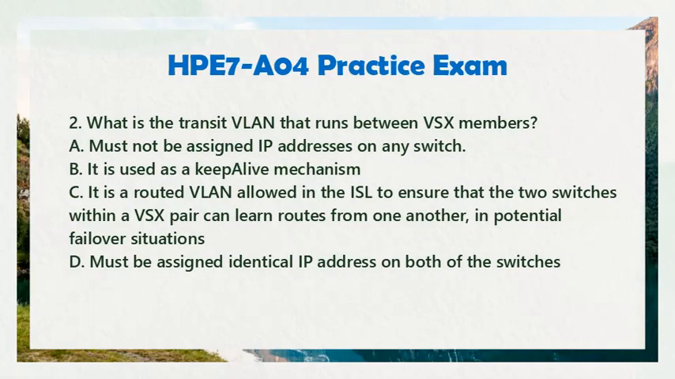2. What is the transit VLAN that runs between VSX members? A. Must not be assigned IP addresses on any switch. B. It is used as a keep-alive mechanism. C. It is a routed VLAN allowed in the ISL to ensure that the two switches within a VSX pair can learn routes from one another, in potential failover situations. D. Must be assigned identical IP address on both of the switches.